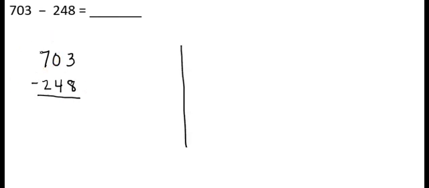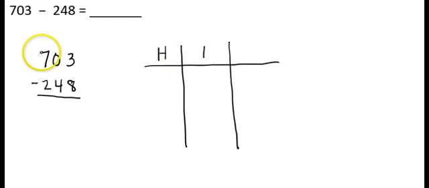I'll show my last problem using place value charts and the vertical format for the standard algorithm. I have the problem 703, and I'm subtracting 248. I'll start by writing the problem vertically. So we'll show 703 minus 248. Now I'm going to draw a place value chart showing our hundreds, tens, and ones. We'll start with 703, which is made up of 7 hundreds, so I'll use 1 disk for each 100. I have 0 tens and then 3 ones.